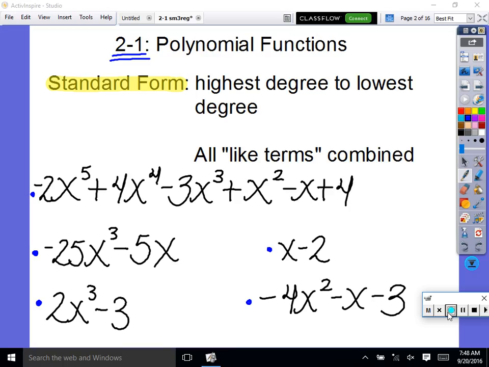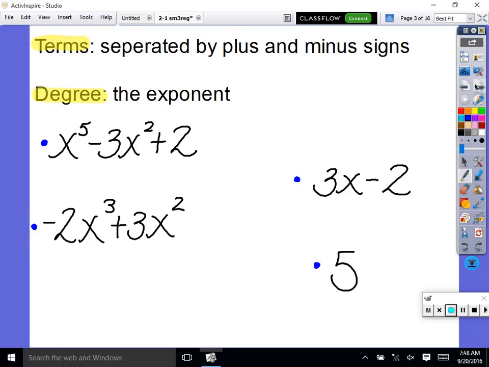So these are just some examples of polynomials in standard form. Everybody look at this one: negative 2x to the 5th plus 4x to the 4th minus 3x cubed plus x squared minus x plus 4. Highest degree to lowest degree, and that's degree 1 and then a constant. Once again, this is in standard form because we're looking at highest degree to lowest degree. Does everybody see how these are in standard form? Questions about standard form? Okay, I just wanted to make sure we've got that.